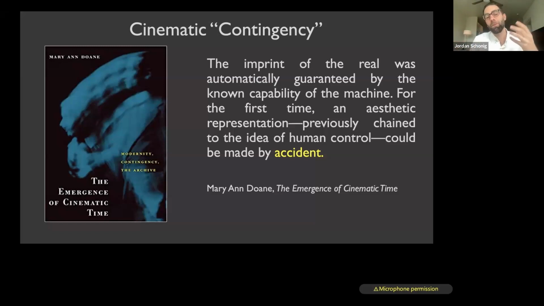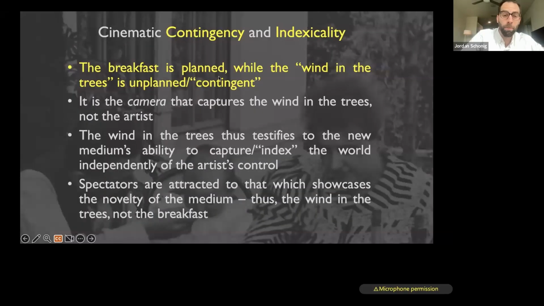So Marianne Doan summarizes this point nicely. She says, the imprint of the real was automatically guaranteed by the known capability of the machine, the camera. For the first time, an aesthetic representation, previously chained to human control, could be made by accident. So whenever we talk about accident in the history of film, we're always talking about the nature of photographic and cinematographic images. And I think this is the logic of how this idea of contingency and indexicality can explain why spectators were fascinated with the wind in the trees.